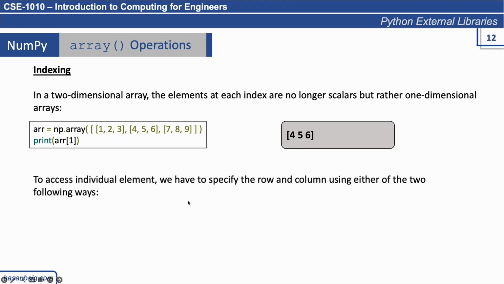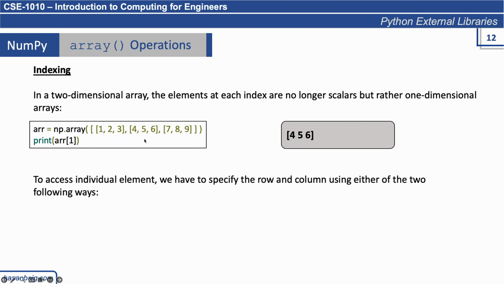What if you need to access an individual element? We have to specify the row and column using either of the two following ways. So, for example, if you have to access the second element in this row, which is the second row, or the first row if you are talking about the zeroth indexing. If it is 0th row, this is first row. If I have to access the last element of the first row, what do you think we should be writing? Array 1 would be accessing this row, right?